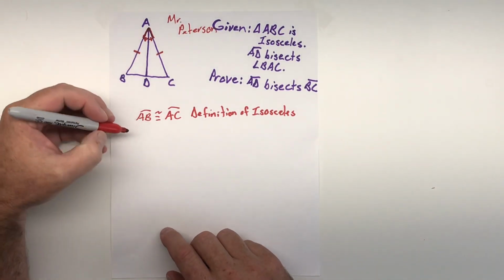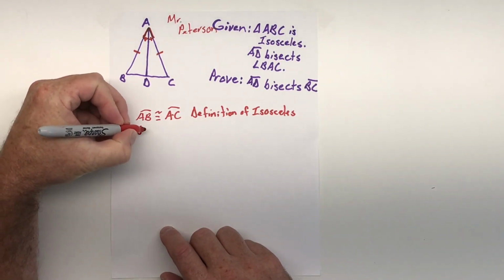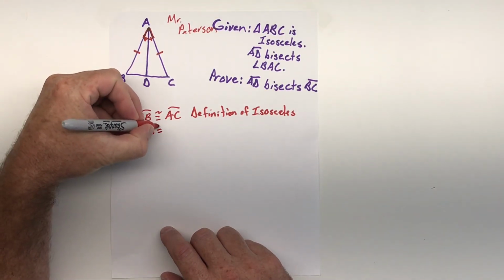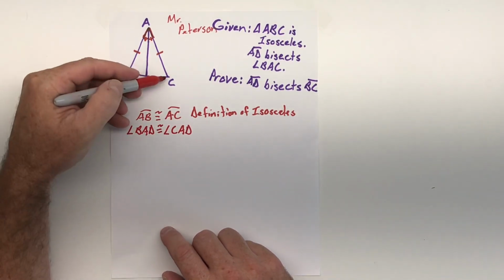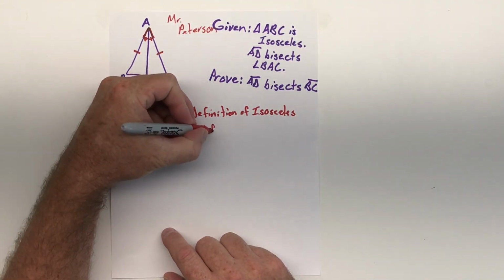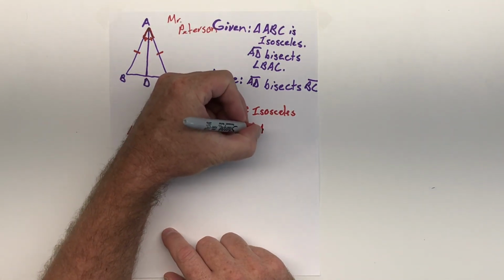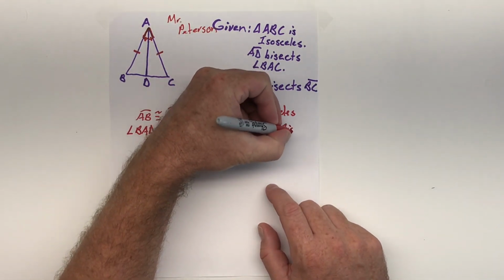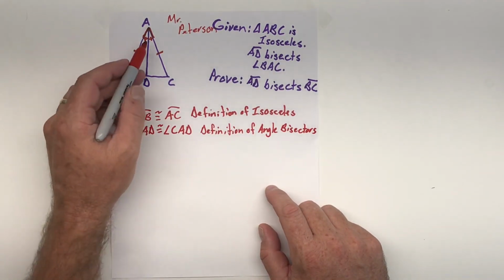So the next thing that I'm going to state is that angle BAD, that's this one, BAD is congruent to angle CAD, that's that one. And the reason I'm going to say that is the definition of angle bisector. That's what it means to bisect an angle, is to cut it into two congruent parts. So there are my two congruent parts right there.